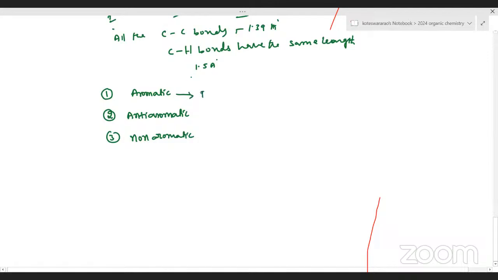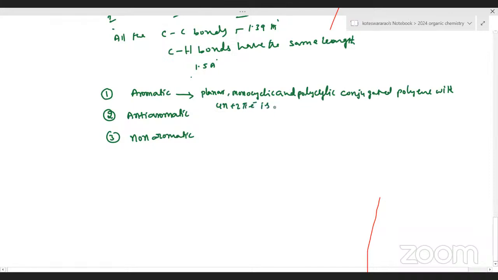A planar, monocyclic and polycyclic conjugated polyene with 4n plus 2 pi electrons is known as aromatic.